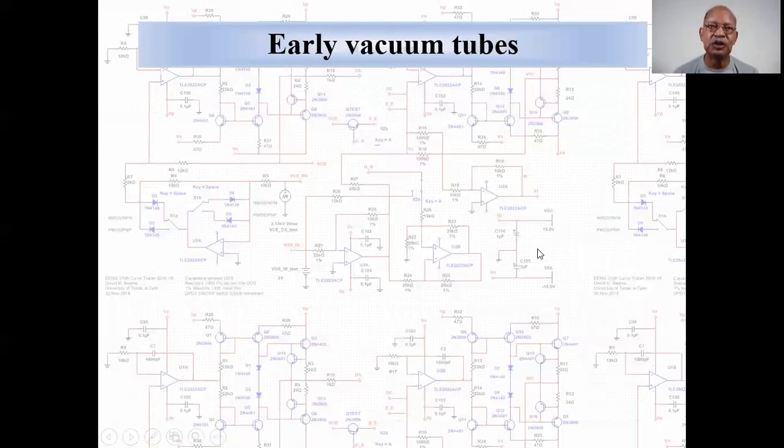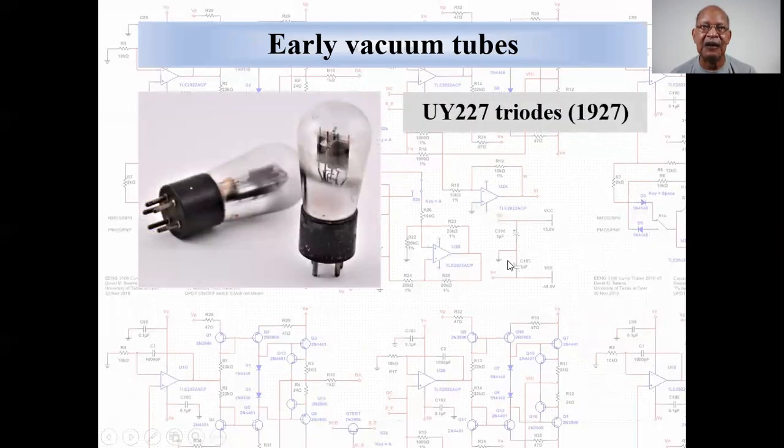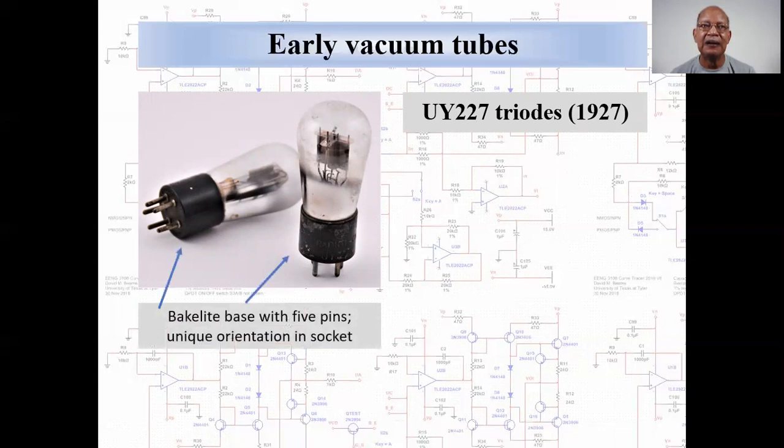The next few slides will show examples of early vacuum tubes. First, we have the UY227 triodes, which were introduced in 1927. They bear a strong external resemblance to incandescent lamps of that era. The base is bakelite, the earliest synthetic plastic material, and there are 5 pins, 1 each for plate, grid, and cathode, and 2 for the heater, suitable for audio frequency applications.